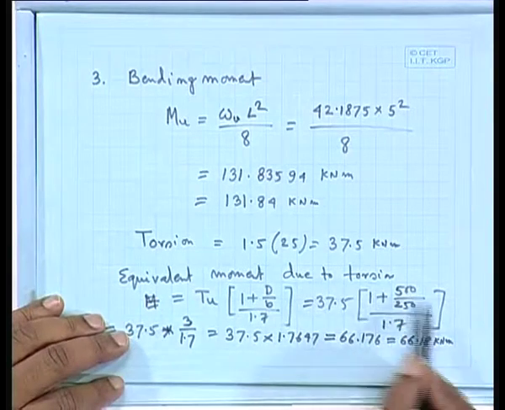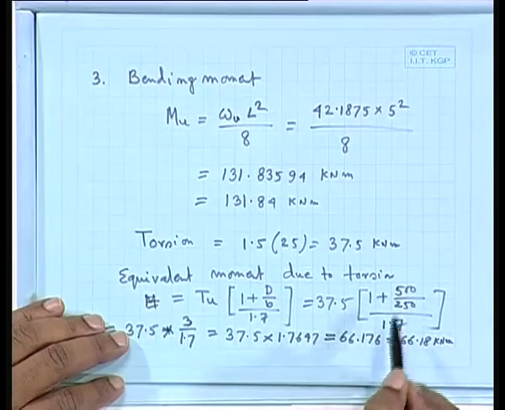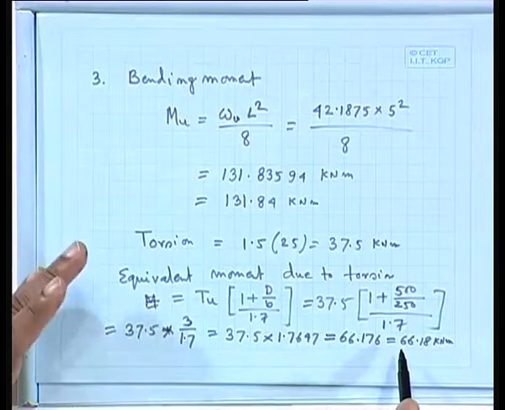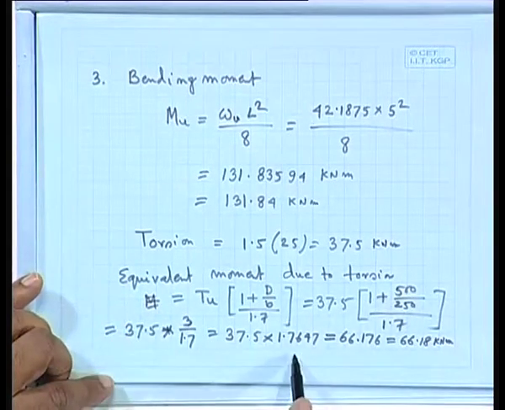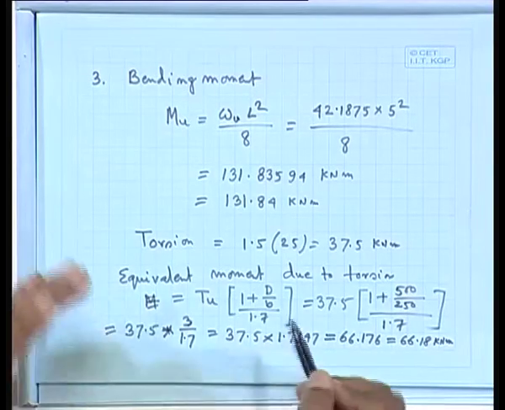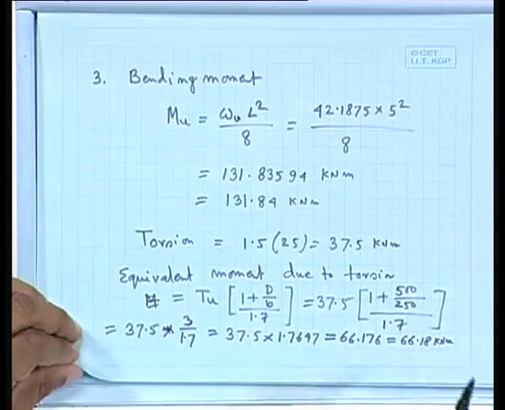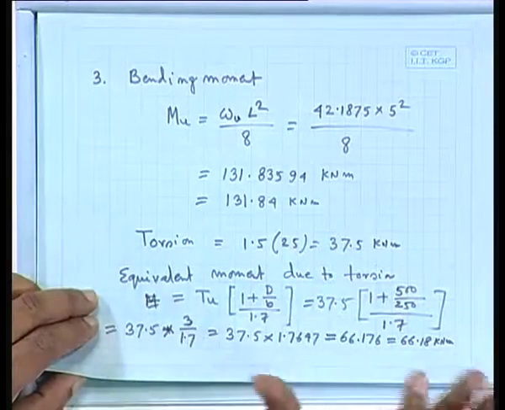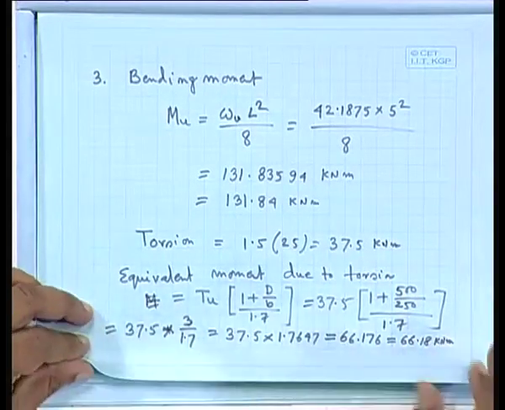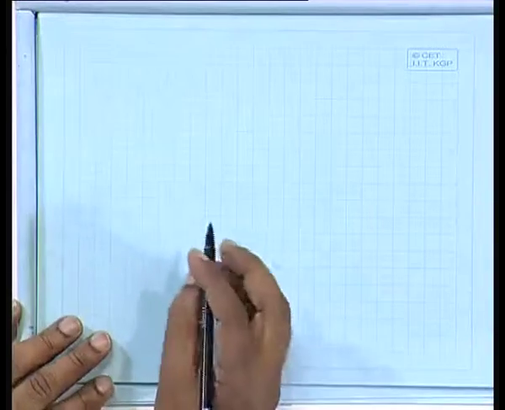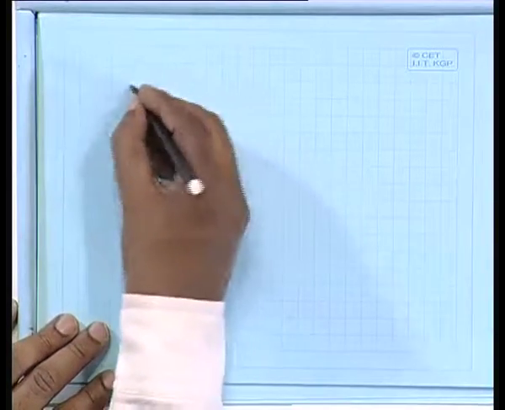Just by putting all those values in your calculator, you can find this value. But since we have the idea that it should not be more than twice or something like that, what is the range? Immediately we can find out whether we are getting the value correct or not. That is the standard procedure of design that you have to do. Okay. So what about the equivalent bending moment?